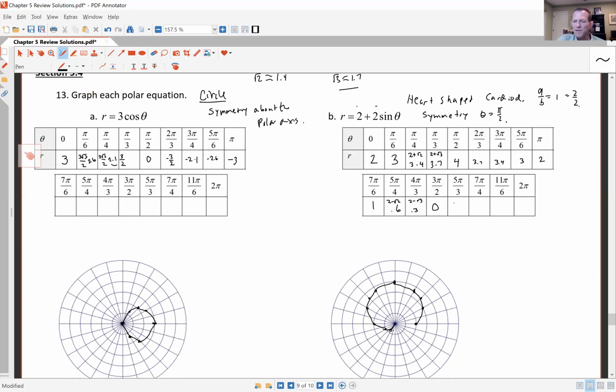Now, because of the symmetry, we're going to get these same numbers again. So at 5 pi over 3, we're at 0.3. At 7 pi over 4, we're at 0.6. At 11 pi over 6, we're at 1, giving us our heart-shaped cardioid.